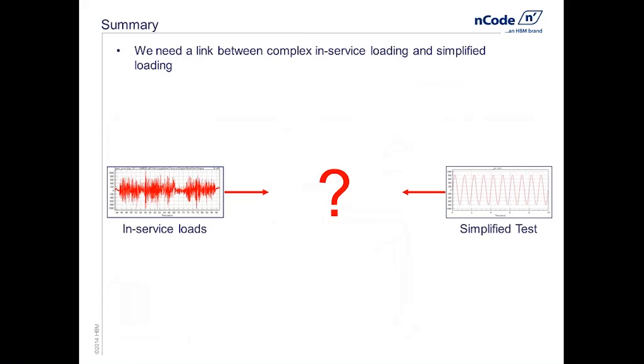To sum things up, we have our in-service loads, here on the left, and we have our simplified test spec here on the right. And what we're really after this entire time is some way to make sure that our test spec is valid. Something that links the two of these together. And of course, that link is damage. And we've seen how we can use GlyphWorks to calculate that damage. There are a number of different ways in which we can do that. We saw one of them here today.